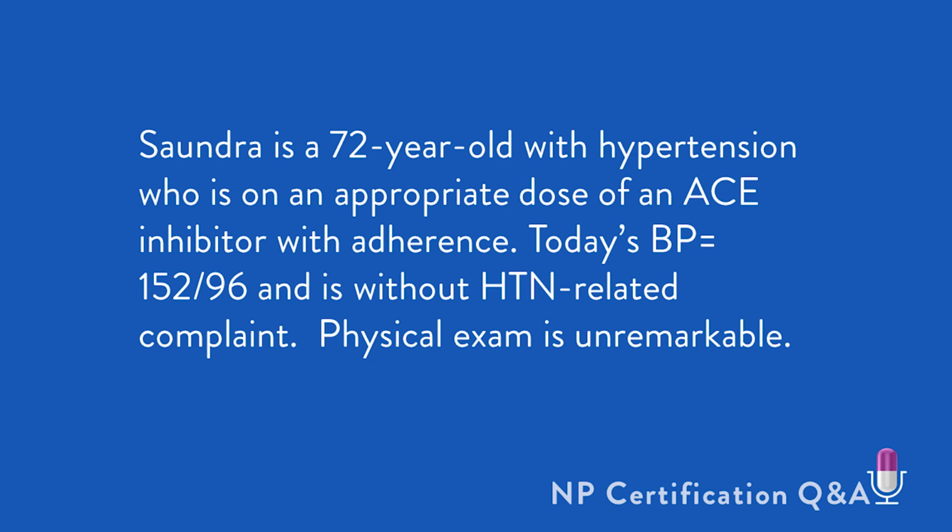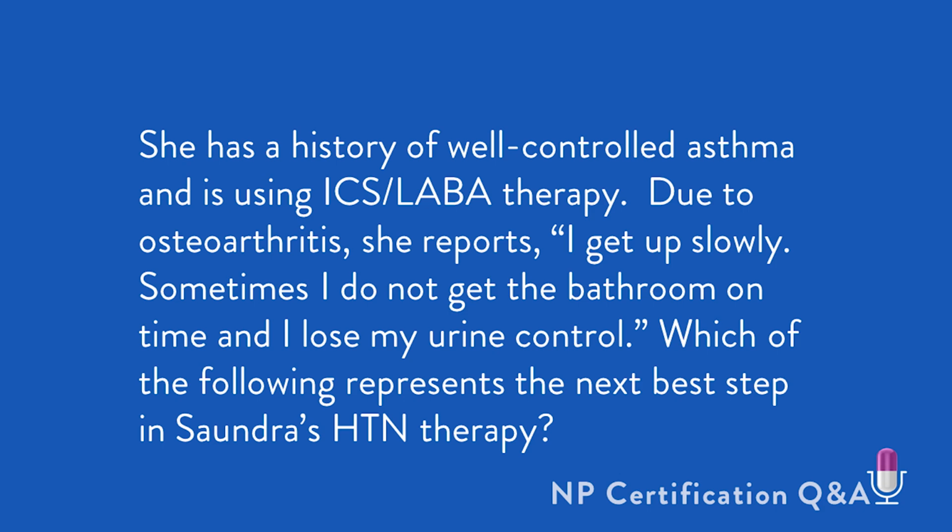Saundra is a 72-year-old with hypertension who's on an appropriate dose of an ACE inhibitor with adherence. Today's blood pressure is 152/96, and she is without hypertension-related complaints. Physical exam is unremarkable. She has a history of well-controlled asthma and is using ICS LABA therapy. Due to osteoarthritis, she reports, "I get up slowly. Sometimes I don't get to the bathroom on time and I lose my urine control." Which of the following represents the next best step in Saundra's therapy?